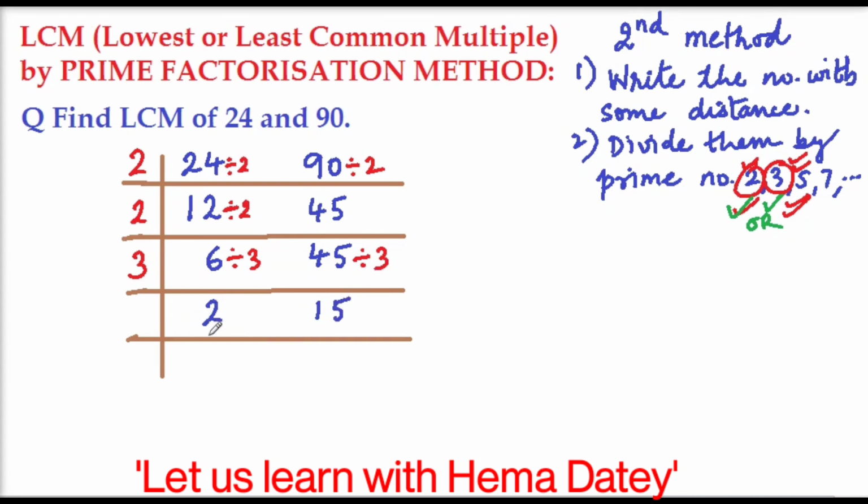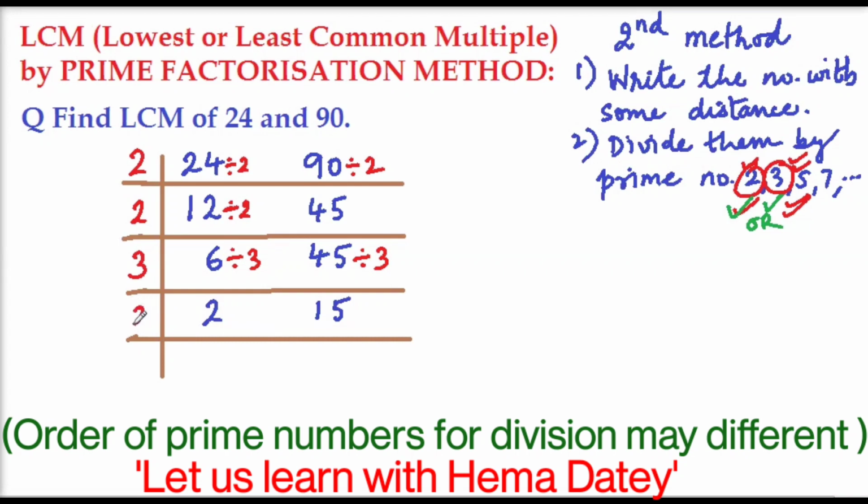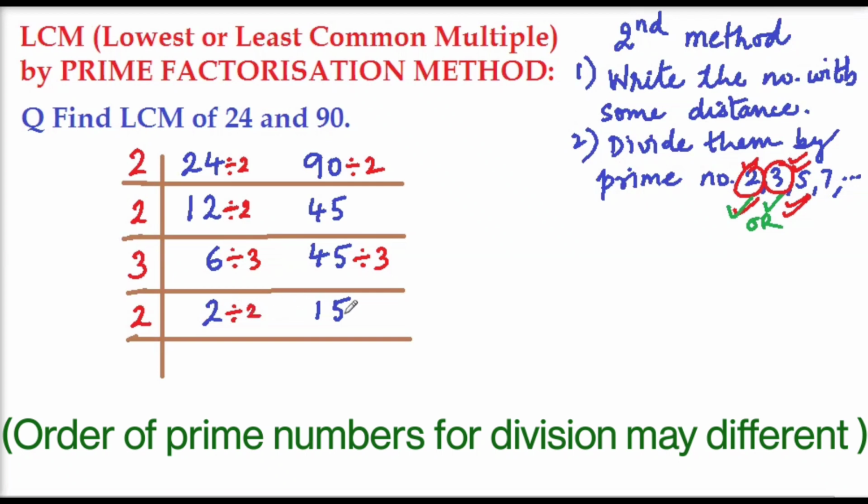Here 2 is a prime number, so we'll divide 2 by 2, but 15 cannot be divided by 2. 2 divided by 2, quotient is 1, and 15 will be copied down. To divide 15, we'll take the prime number 3. 15 divided by 3, so 1 we write as it is, and 15 divided by 3 is 5. Our process ends here.